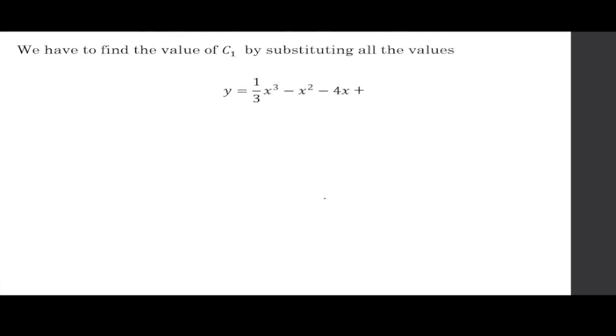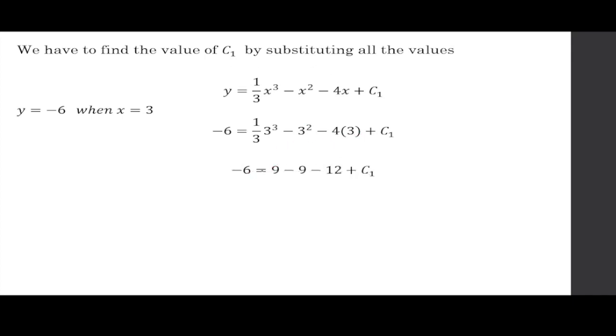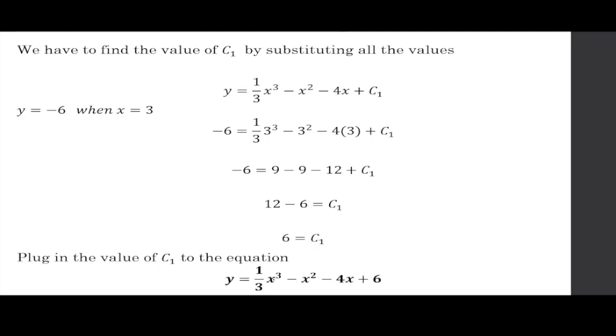So we can actually substitute the value. What's the value of x there? So x is 3, we have y is equal to negative 6. So we substitute: negative 6 is equivalent to 1/3 times 3 raised to the power of 3 minus 3 squared minus 12. So negative 6 is equivalent to 9 minus 9 minus 12. So you're going to have 12 minus 6 is equivalent to c sub 1, and 6 is equivalent to c sub 1. So our equation is y is equivalent to 1/3 x to the power of 3 minus x squared minus 4x plus 6.